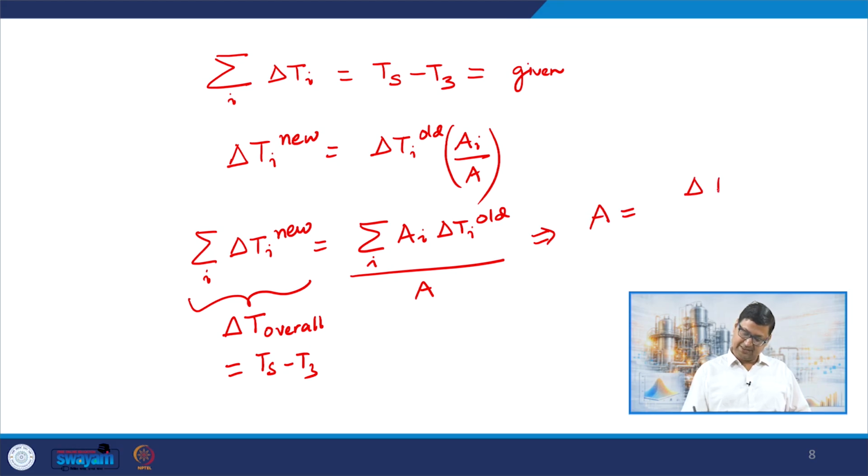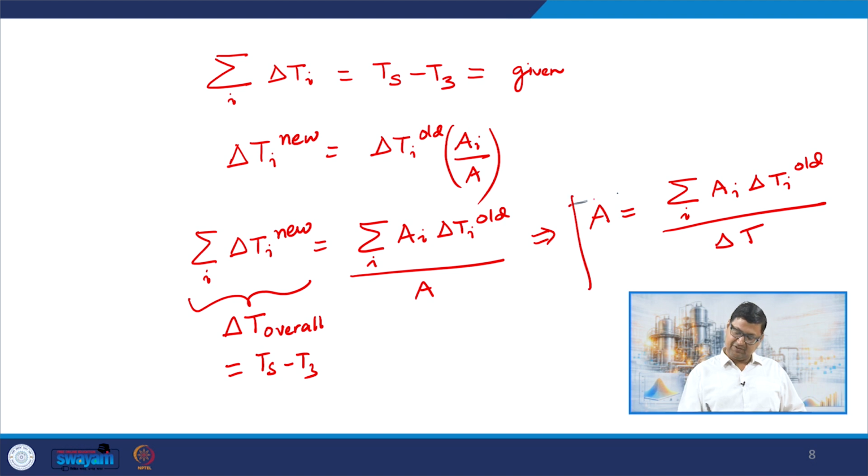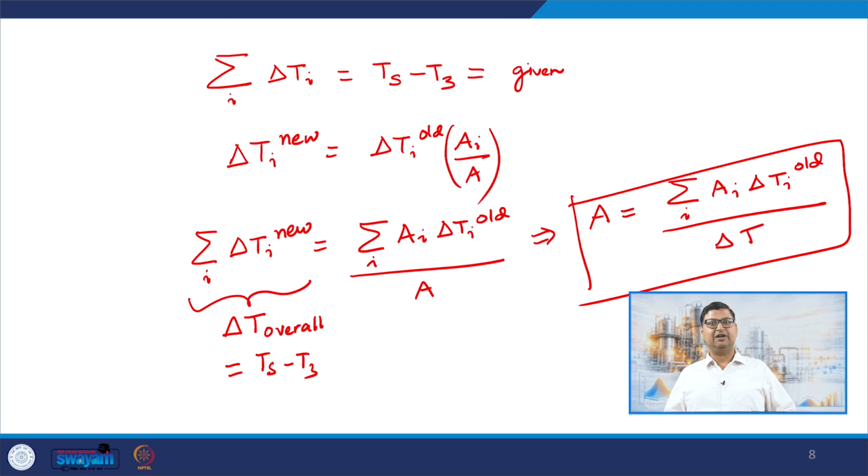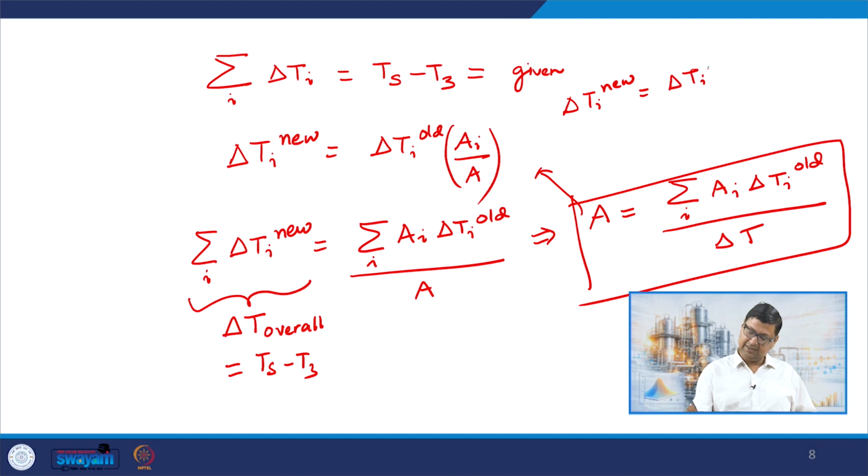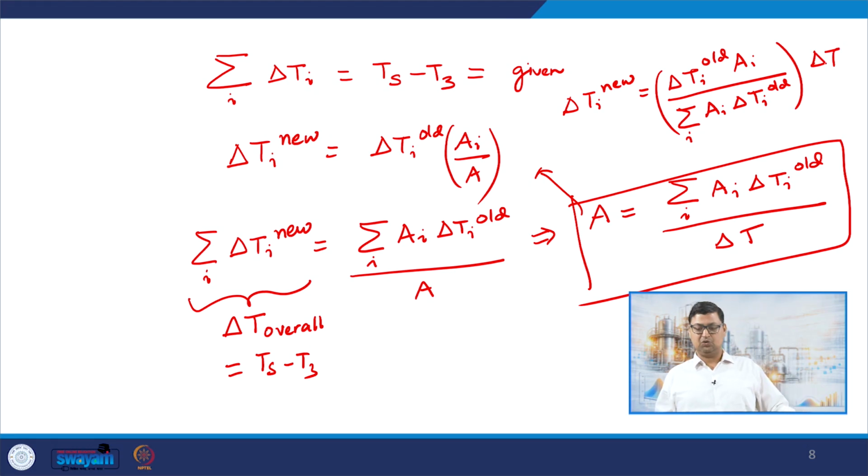So, A is now my summation over i, Ai delta Ti old by delta T. I already have computed A1, A2, A3, and therefore I can get the value of A. Keep in mind that this will be a wrong value because I have guessed T1 and T2, so it will not be the correct value, but nonetheless I can plug it in the equation that I have just got, and this will give me something like delta Ti new is equal to delta Ti old Ai divided by summation over i Ai delta Ti old into delta T, which is known to us, delta T overall.